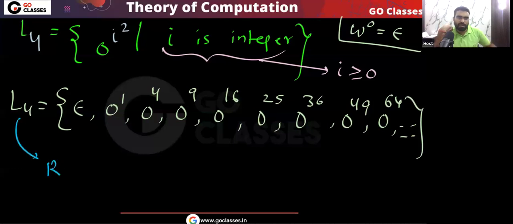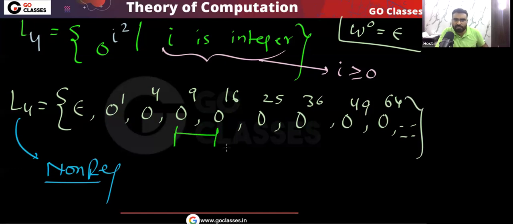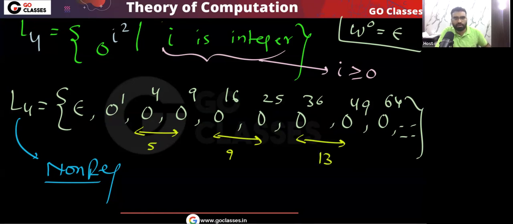This language is non-regular. Why is this non-regular? Because you can easily see there is no repeating pattern here. Actually, you can easily see there is non-uniform distance. There is no uniform distance between the consecutive strings. For example, here you can notice, the distance is 5. What is the distance here? That is 9. What is the distance here? Here the distance is 13. Yes or no? Is this clear?